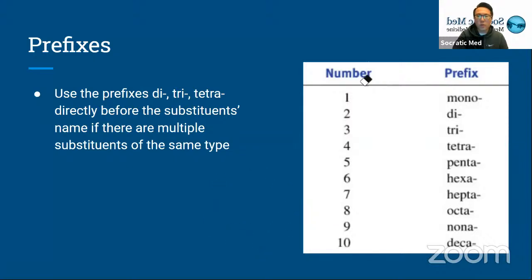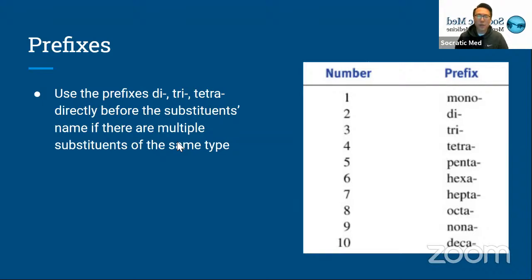So next, I'm going to go over the prefixes. After you identify the carbon chain, you will have to add prefixes and suffixes to the name. Usually, if it's just one, you can write mono, but usually they don't specify mono. But they use di, tri, and tetra when there are multiple substituents of the same type.